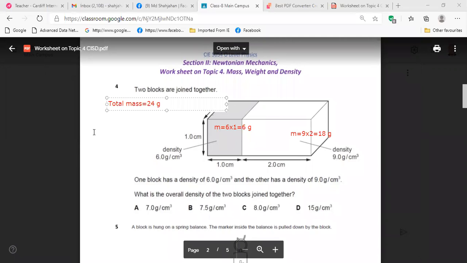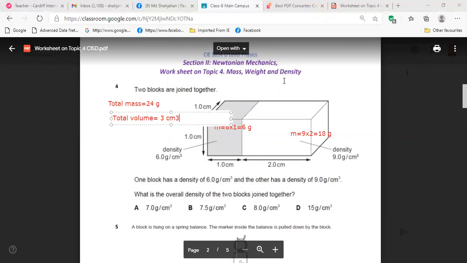Now the volume is how much? Total volume. Here you got 1 centimeter cube. Here you got 2 centimeter cube. So it is 3 centimeter cube, right? Sir, 3. Yes, sir. So the total volume is 3 centimeter cube.